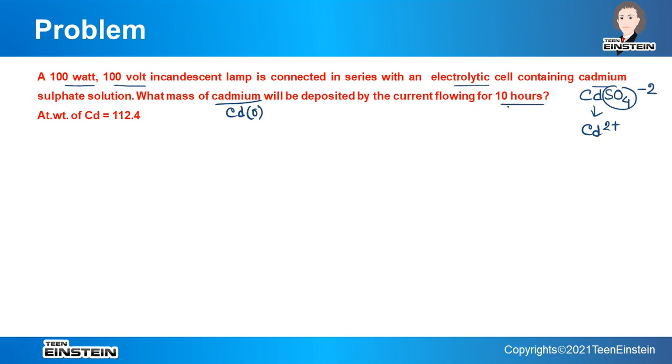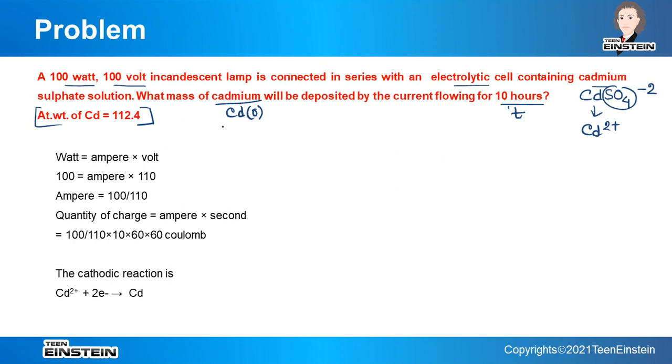So time is given, but it is given in hours. Atomic weight of Cd is given, 112.4. Now we have to know the relationship of watt, ampere and volt. So watt, ampere and volt are related by this equation. Here volt and watt are given, but we require ampere. So ampere we can get by using this equation. So it is 100 divided by 110. So this is ampere.